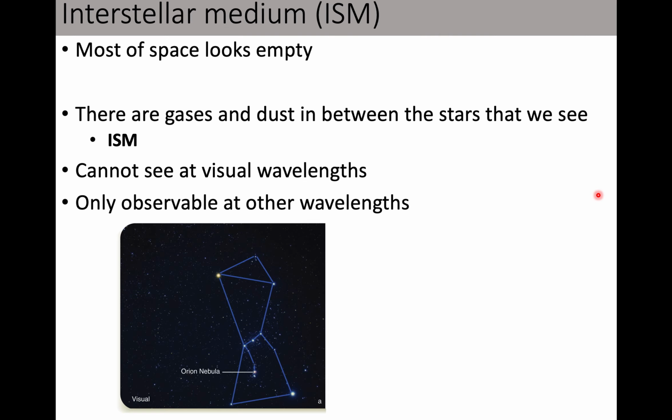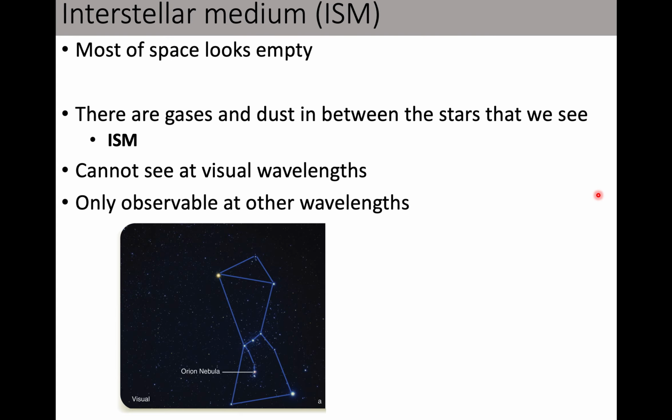So to start thinking about star formation, we have to start with what is called the interstellar medium, or ISM. Most of space, when we look up, looks empty. We see stars, but in between the stars, there is nothing. It's dark black. In reality, there is quite a bit in between the stars, and that is what we call interstellar medium. There is this ISM in between all of the stars all over the universe, but it is not visible at the visual wavelengths. So we can't see it at all.